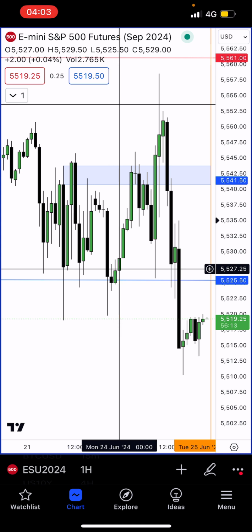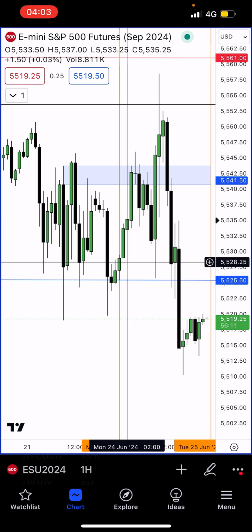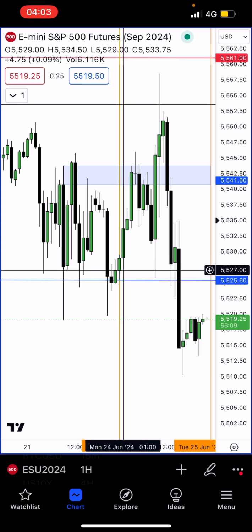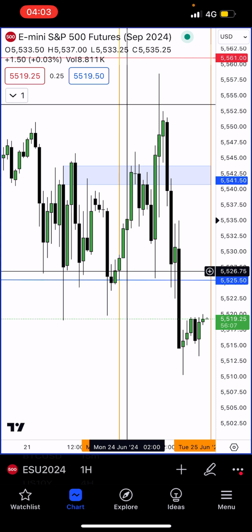Now from there, led into Monday. So Monday's open is there, right? The lows is right there.